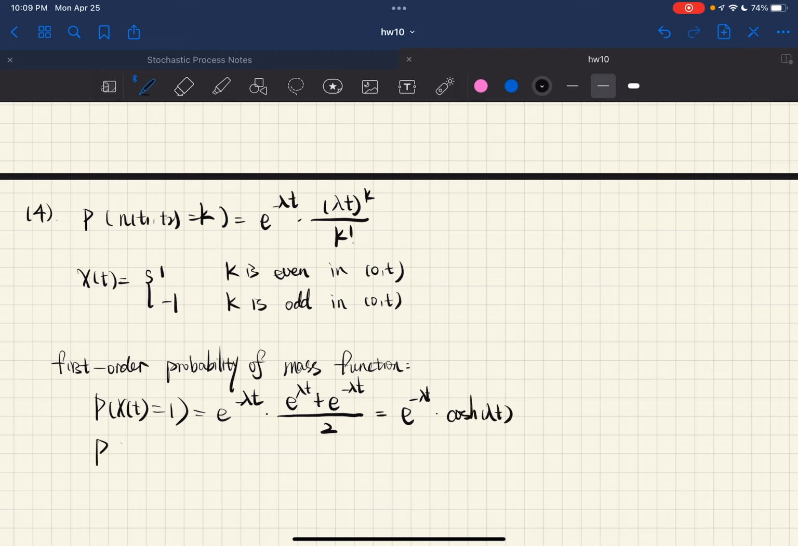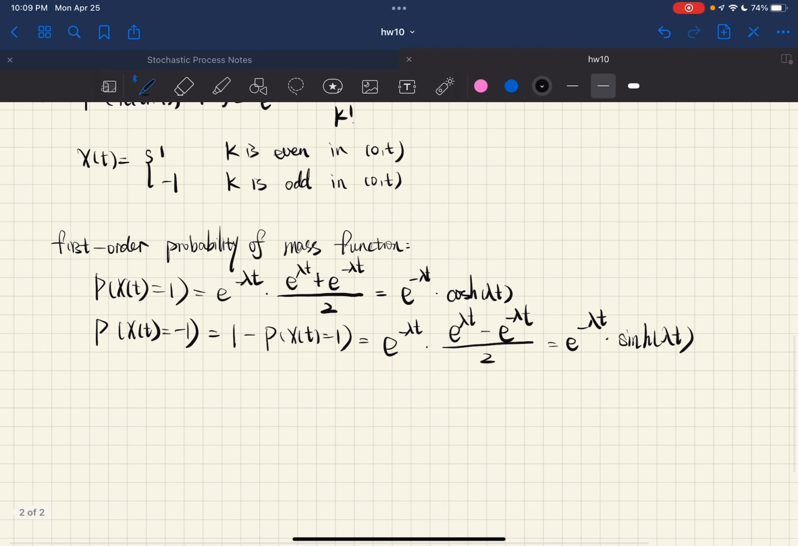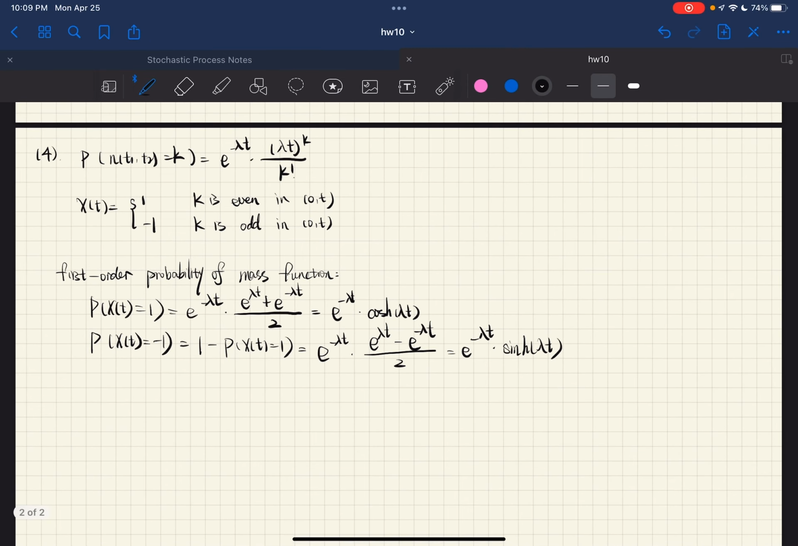And we have the probability of equal to minus 1, which is just 1 minus the above probability. It equals e to the power of minus lambda t times (e to the power of lambda t minus e to the power of minus lambda t). It is also equal to e to the power of minus lambda t times sinh lambda t. And it is the first order probability mass function of the semi-random telegraph signal.